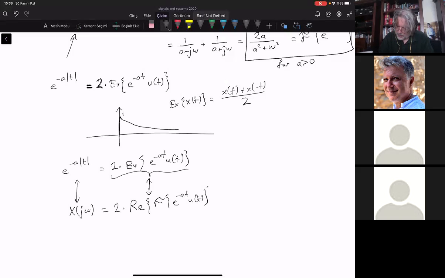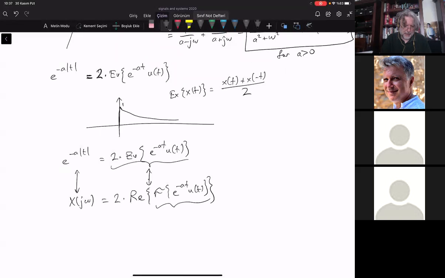Okay, the real part of the Fourier transform of e to the minus a t u of t. What is the Fourier transform of e to the minus a t u of t? It was 1 over a plus j omega, right? That was the first example that we did. I remember that. So what is the real part of it? And I have to multiply that real part by 2.